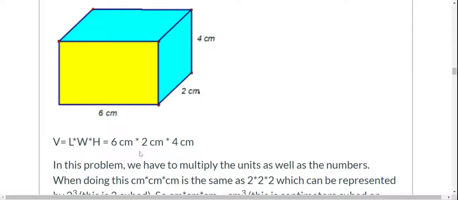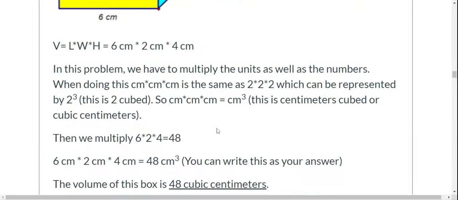So length times width times height, 6 times 2 times 4, 6 centimeters times 2 centimeters times 4 centimeters. Whenever we multiply, we multiply the numbers and the units. If we take centimeters times centimeters times centimeters, it's the same as 2 times 2 times 2, which we can represent as 2 cubed, or 2 to the third power. So it's centimeters cubed, or what we call cubic centimeters.